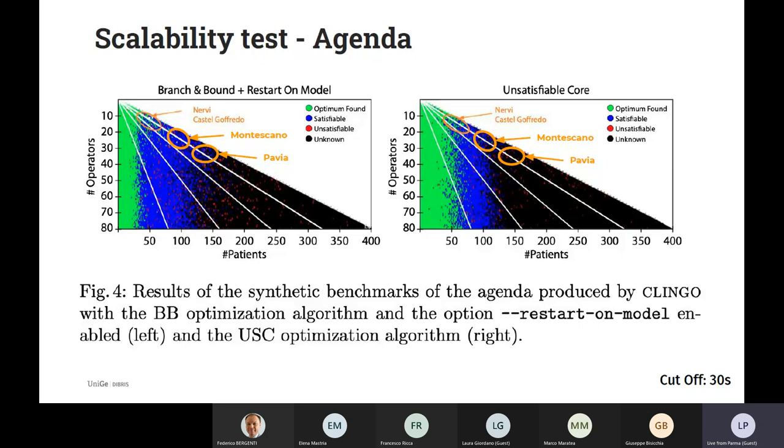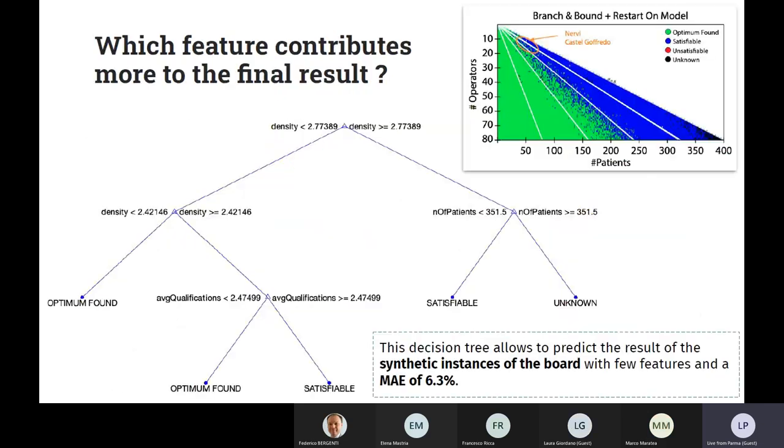But the nice thing is that we can also have some parallelism and use different threads in order to do both at the same time and find the solution quicker, regardless of the dimensionality of the problem. Another thing that we wanted to investigate is which feature contributed more to the final result. So we took all these results that were produced by synthetic data, and we trained a decision tree, and that allows us to predict the result of Clingo based on the features of an instance.